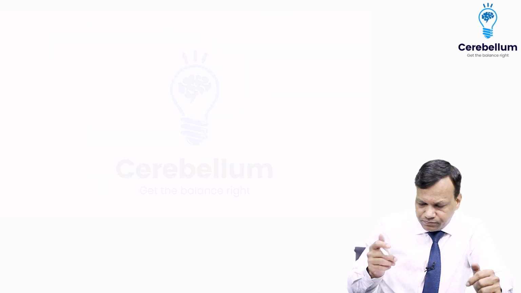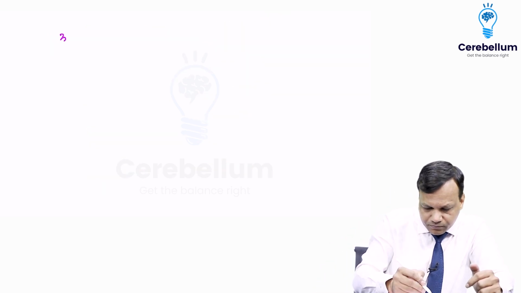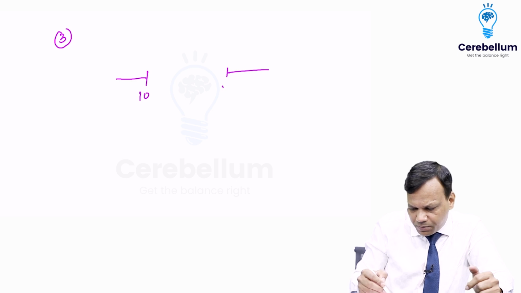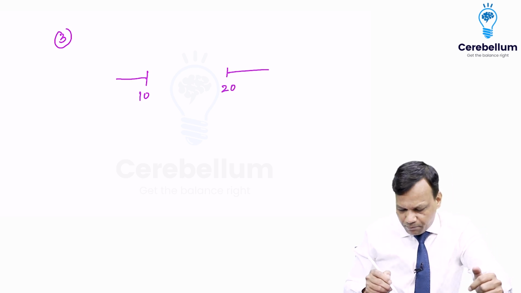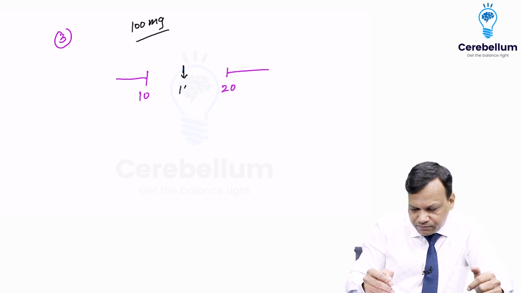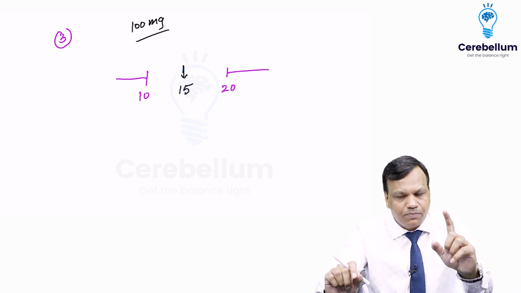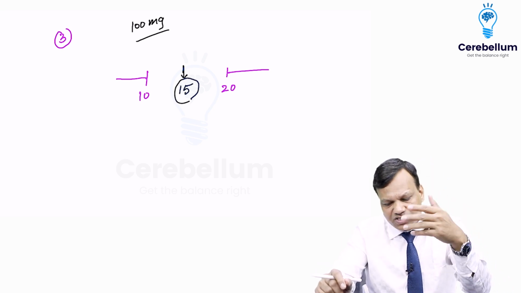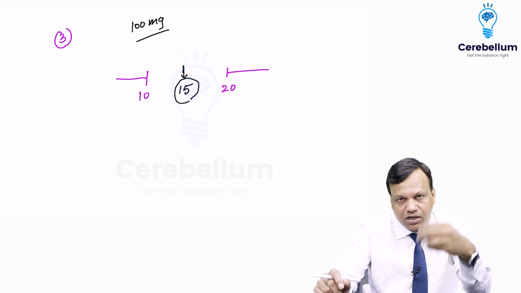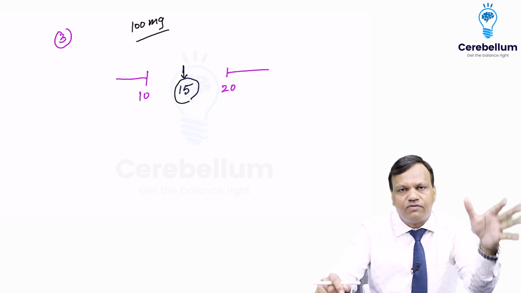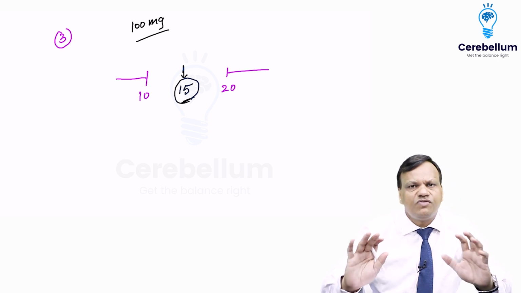Now third, suppose the drug is having narrow therapeutic index, that means we want between 10 and 20 only. But when we give 100 milligram of the drug, the plasma concentration comes out to be 15. So we give 100 milligram to one person, plasma concentration was 15. We give 100 milligram to a second person, it was 15. We give 100 milligram to a third person, it was 15. We give 100 milligram to 10, 20, 30, 100, 500 people. In every person, it comes out to be 15.